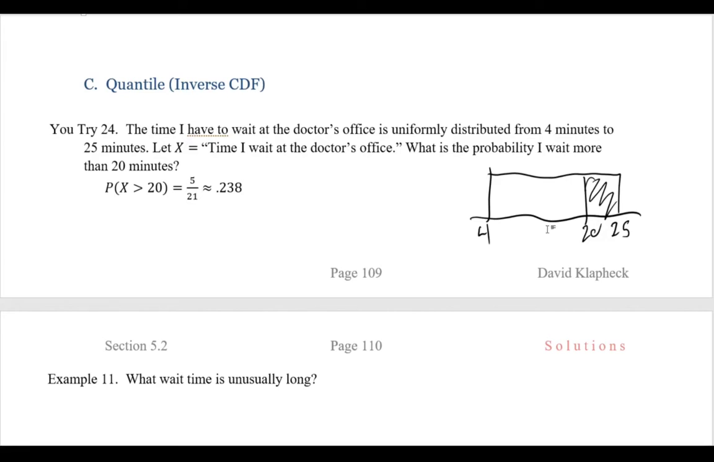So I take the area between 20 and 25 underneath the PDF, and I know the height of this PDF should be 1 over 21, because the total area needs to equal 1, and it has a length of 21.